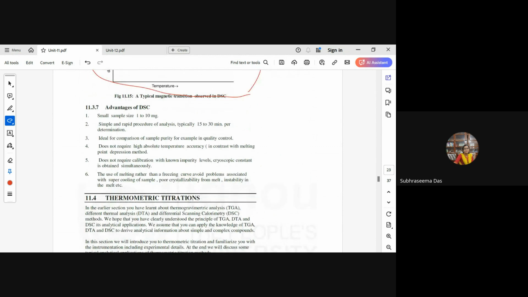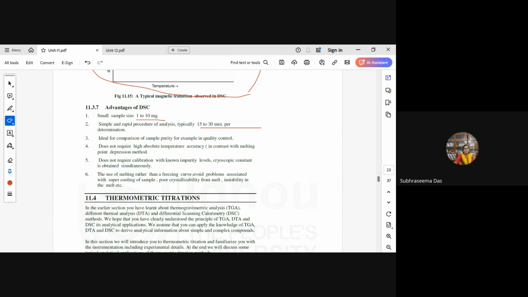Now the advantages of DSC. DSC utilizes a very small amount of sample, ranging from 1 to 10 mg. The procedure is very simple and mostly depends upon the heating rate. Usually with a heating rate of around 5 to 10 degrees centigrade per minute, the measurements could be completed in 15 to 30 minutes. DSC is ideal for comparison of sample purity in quality control analysis.